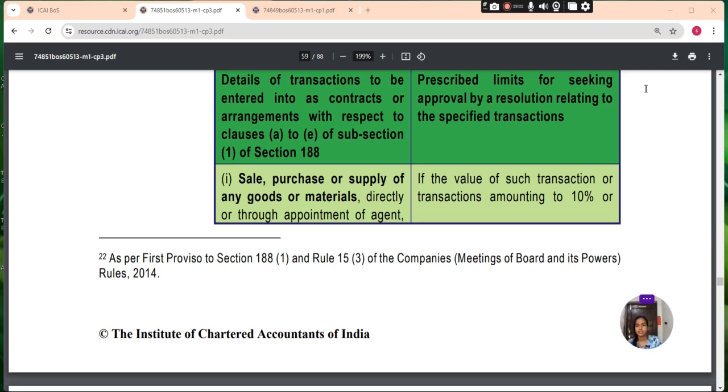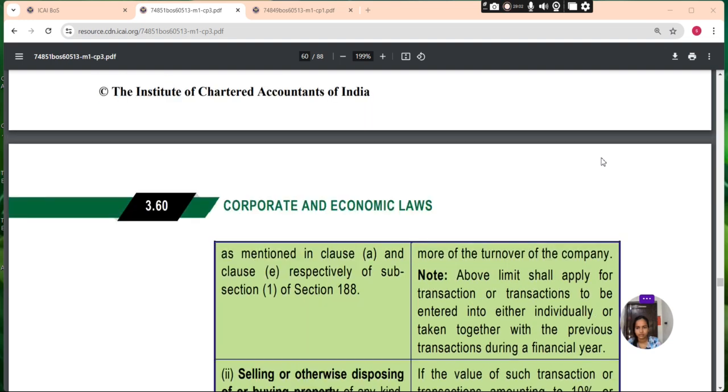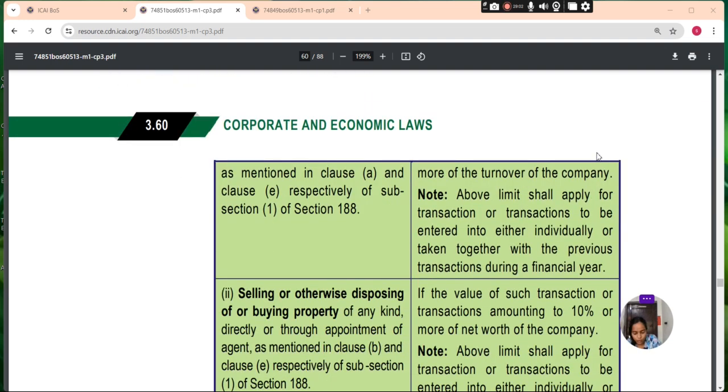If the value of such a transaction or transactions amounts to 10% or more of the turnover of the company. The above limit shall apply for transactions to be entered into either individually or taken together with the previous transactions during a financial year, as mentioned in clause A and clause E respectively of subsection 1 of section 188.